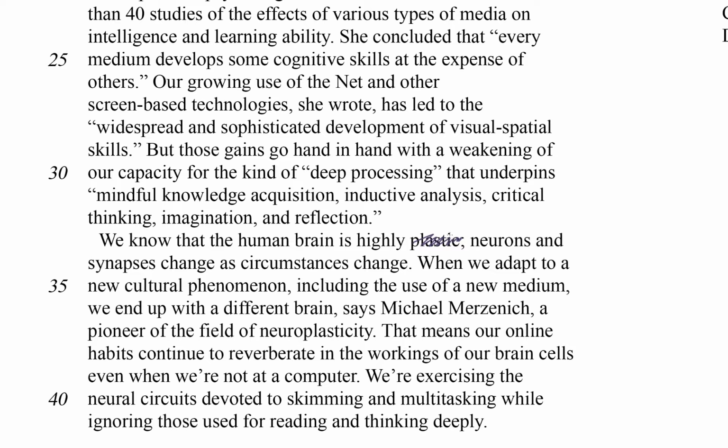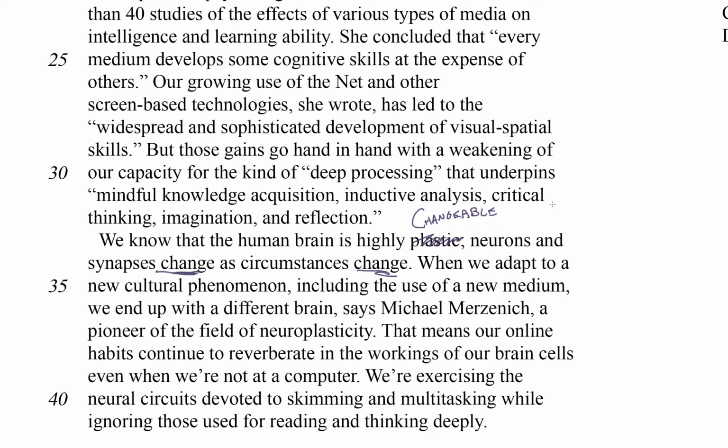We know that the human brain is highly blank. Neurons and synapses change as circumstances change. I'm just going to say changeable. You don't have to write on your test. I'm just writing it here so that it's easier for you to see my thought process. And the reason I said changeable is because the word change is staring us in the face in the rest of the sentence. Neurons and synapses change. Circumstances change. Let me try that again. We know that the human brain is highly changeable. Neurons and synapses change as circumstances change.